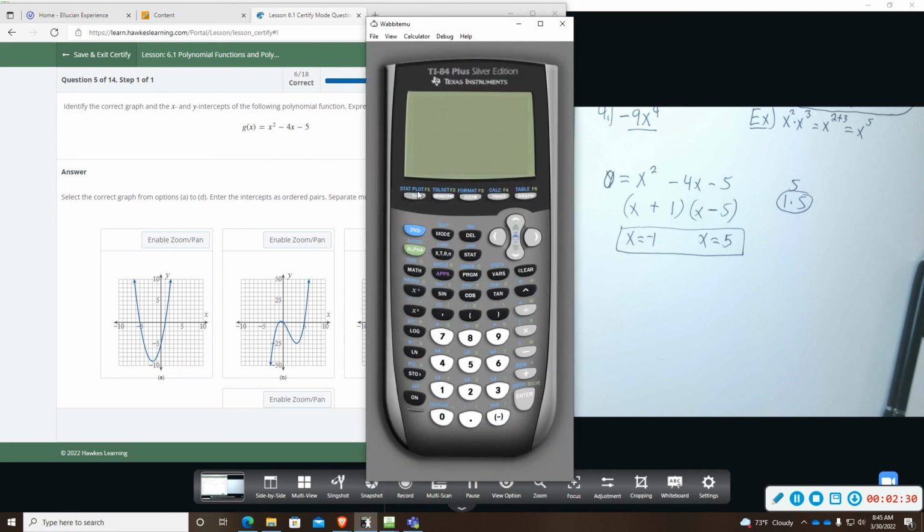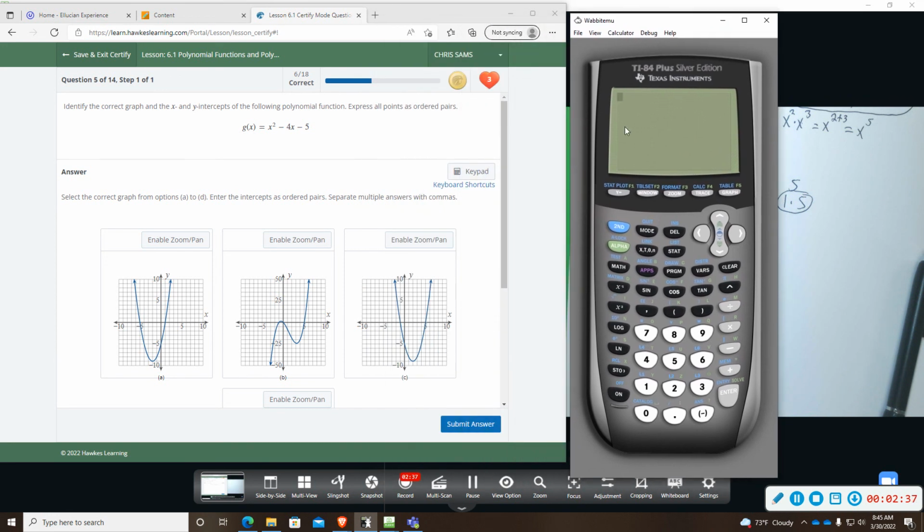You can also graph this function in the calculator and look at the table or actually compute them. So I'm going to show you both those methods as well. Go to y equals. We're just going to type in this equation. X next to the alpha key, x squared, catty corner from 7, and then minus 4x, and then minus 5.